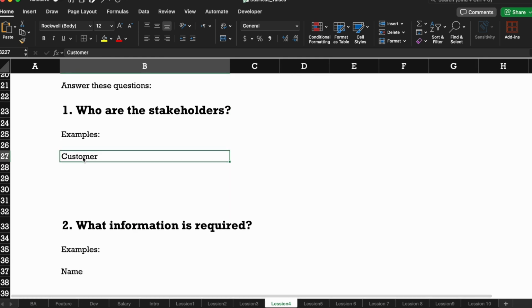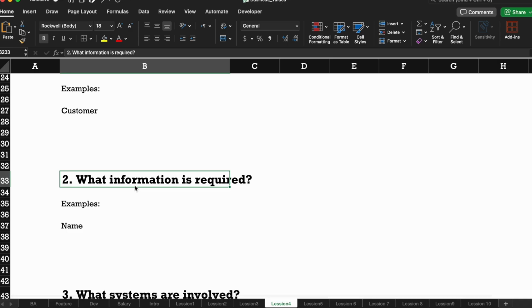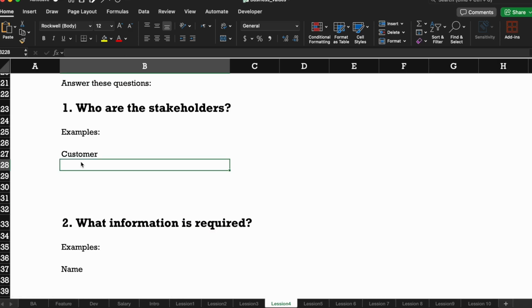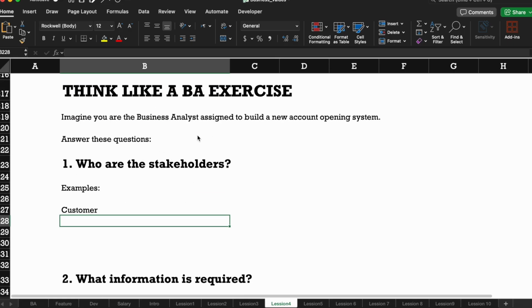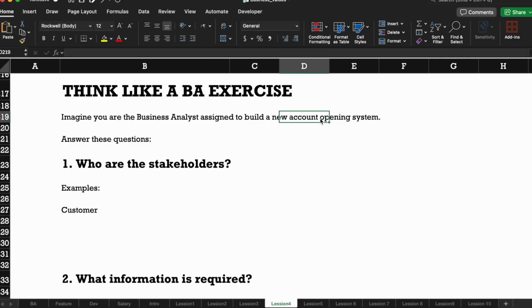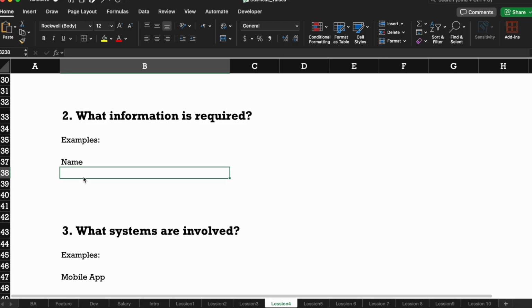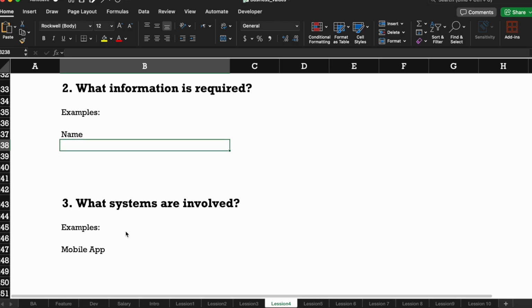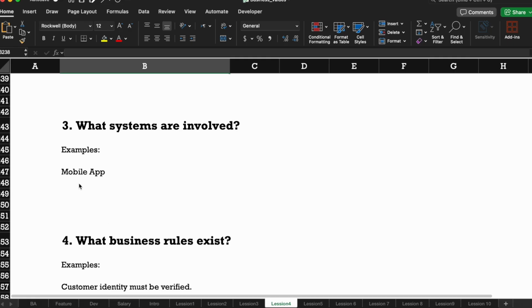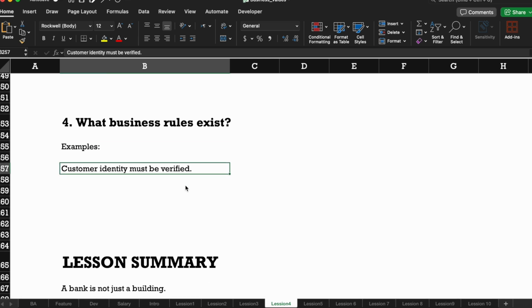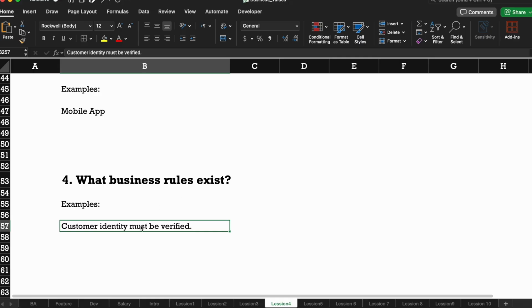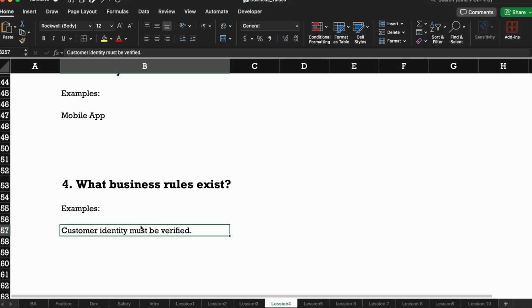Example, customer, right? You can write all your stakeholders here. What information is required? You can ask your customer care agent, or find out from a website, right? To open a new account, what information is required? I just provided only name. We discussed in the lesson also what systems are involved, right? I just provide one example. You can list everything. What business rules exist? Customer identity must be verified. This is just an example, but you can fill in everything here as an exercise.